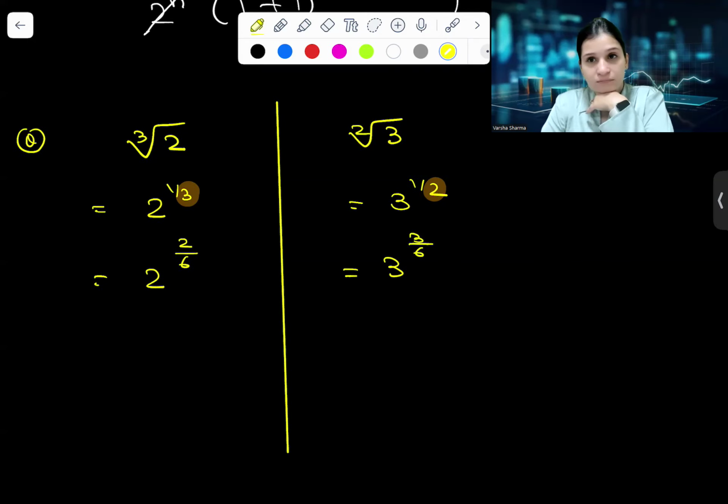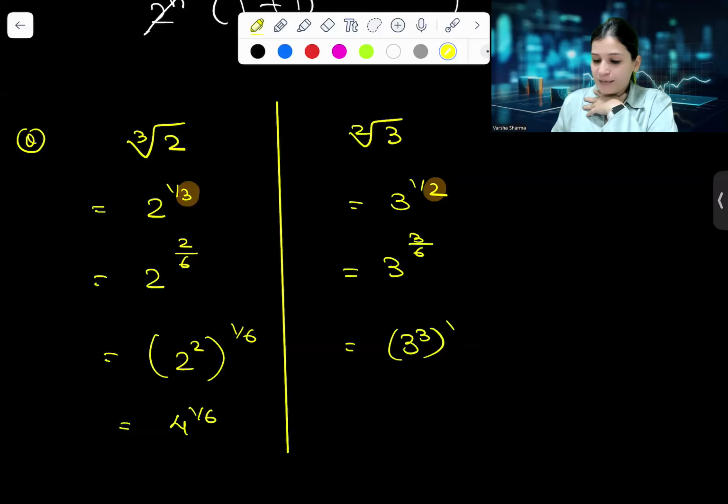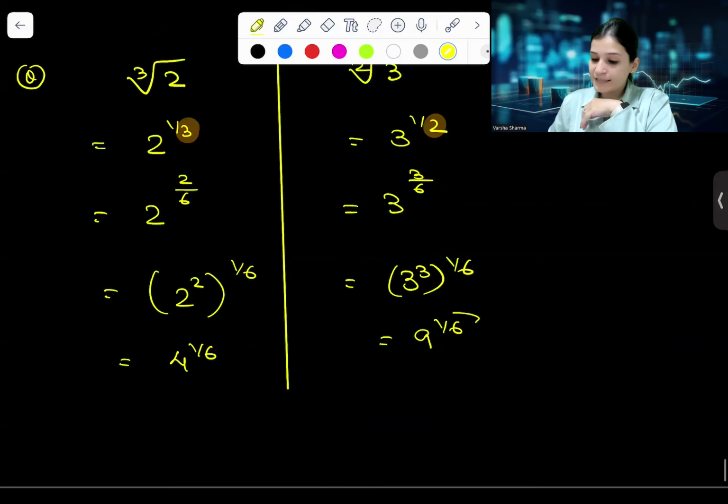Any doubts? No, ma'am. Now taking 1 by 6 outside, I'm left with 2 square, 4 to the power 1 by 6. Here I leave 3 cube and I take 1 by 6 outside. So I'm left with 9 to the power 1 by 6. Now out of them, which one is larger? 9. So automatically, since this is larger, square root of 3 is more than cube root of 2.